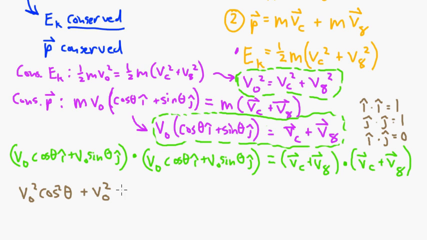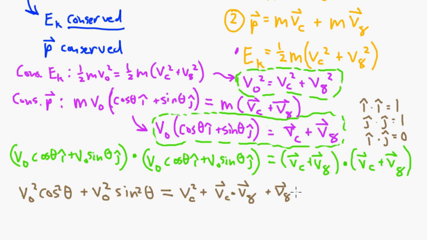Now over here we get the vector VC dot vector VC, and that is just equal to the magnitude of VC squared. Remember, you dot any vector with itself, you get the square of its magnitude. Then we do outer: VC dot V8, plus, this is inner now, V8 dot VC, plus V8 dot V8, which is the magnitude of V8 squared.